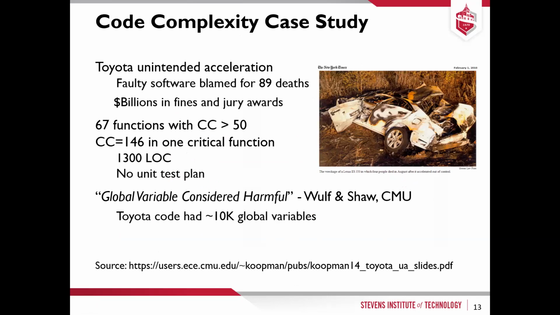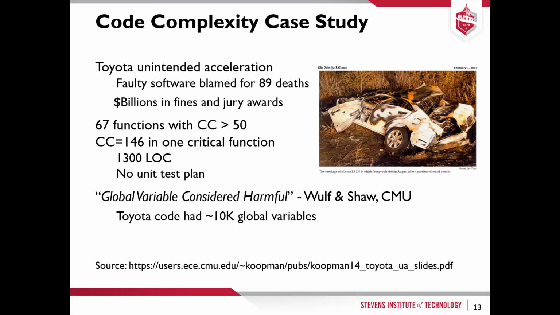Based on different case studies, we can look at the usefulness of cyclomatic complexity. For example, at Toyota, there was a problem where the cars would fail and the driver couldn't control them. It resulted in 89 deaths. They checked all the mechanical and electrical options possible. They couldn't understand what happened.